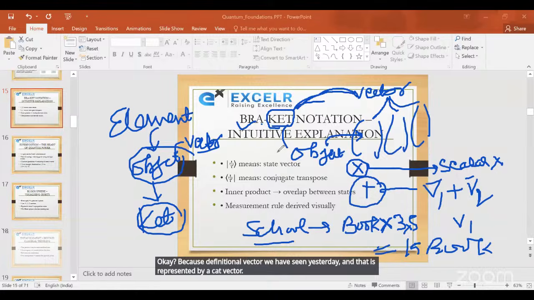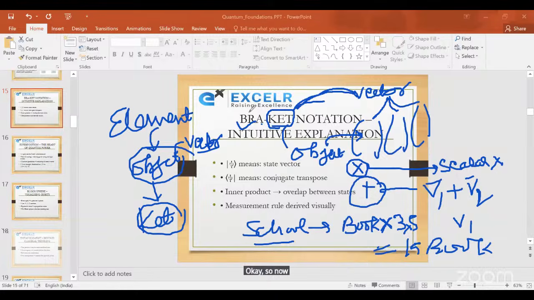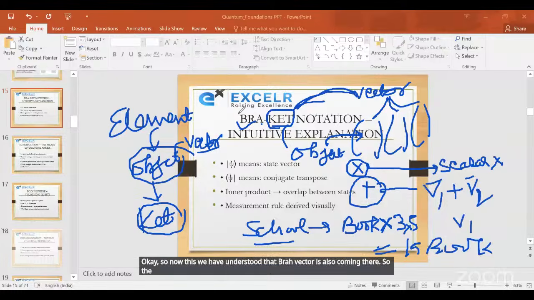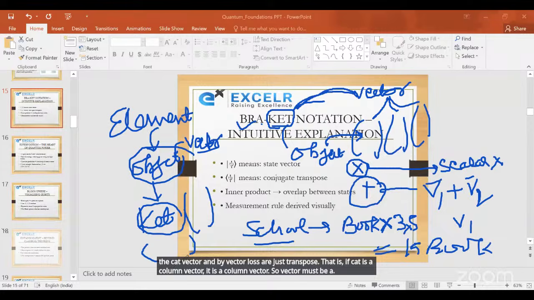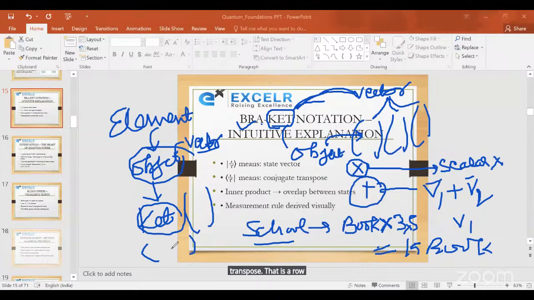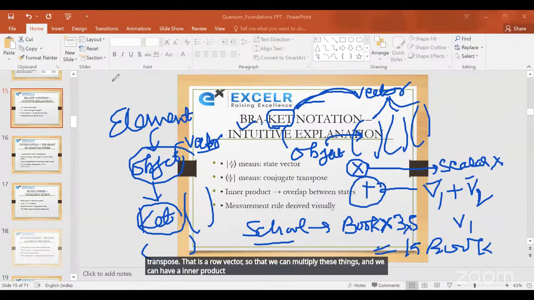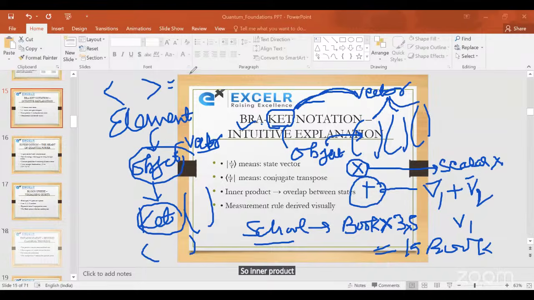Now we have understood that the bra vector is also coming there. The cat vector and bra vector are just transposes. That is, if cat is a column vector, the bra vector must be its transpose, that is a row vector, so that we can multiply these and have an inner product. The inner product always comes as a scalar. I gave an example of a thermometer yesterday.